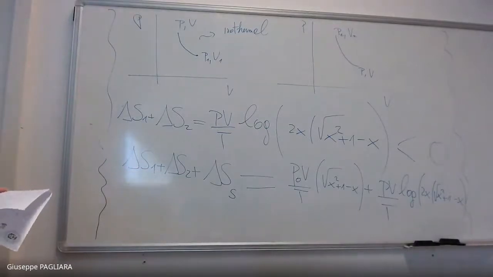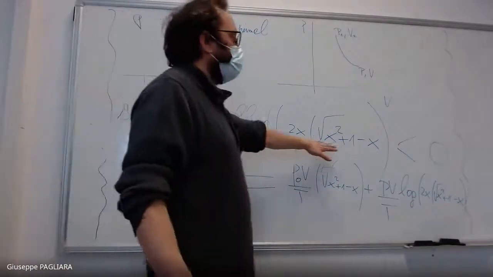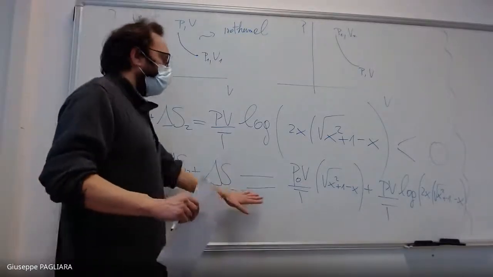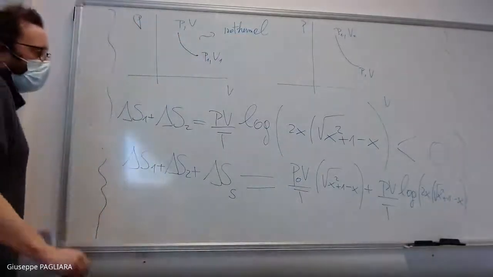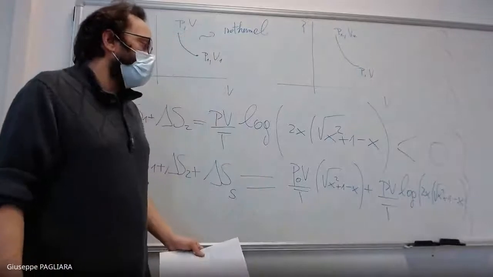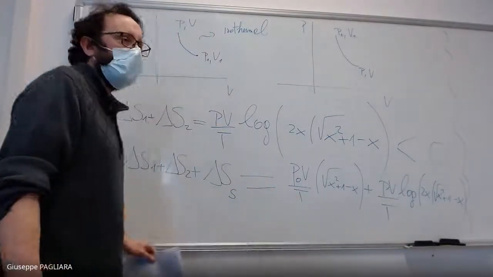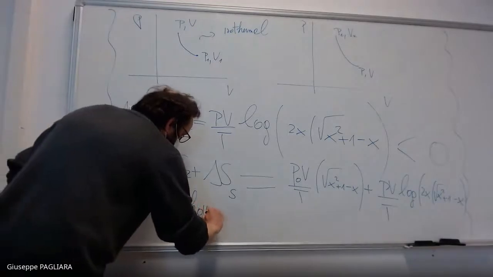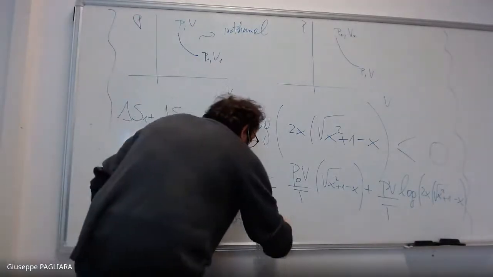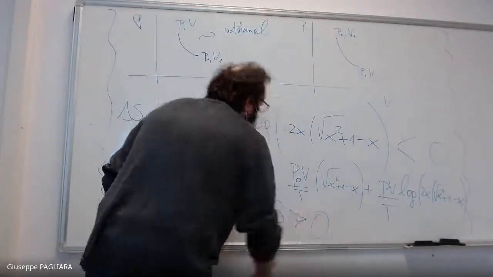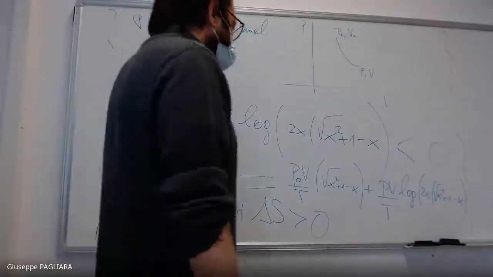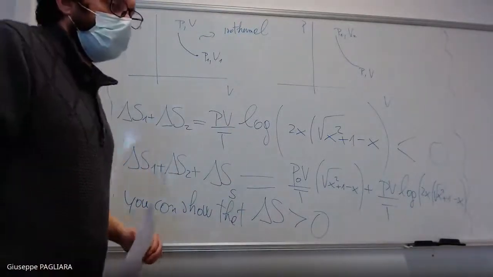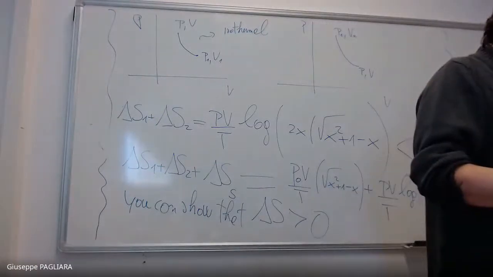So this was to say that, of course, the fact that this is negative is not a problem, because the system is not isolated. The important thing is that the total variation of entropy is positive, and if you try to do the math here, I don't think it can be done analytically, but you can show that this is positive, for example by plotting this quantity as a function of x. Of course, x is a positive number.